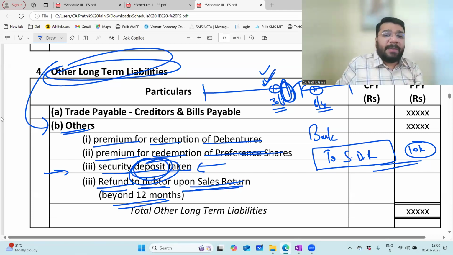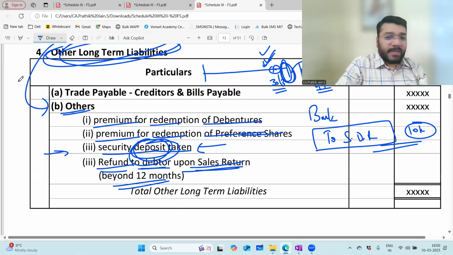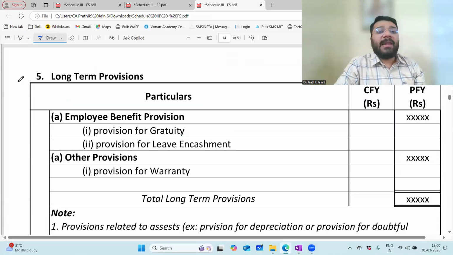Am I going to make this payment to the debtor within the benchmark date or after the benchmark date? If it is after the benchmark date, it becomes my other long-term liability. That is the whole point. Am I loud and clear?